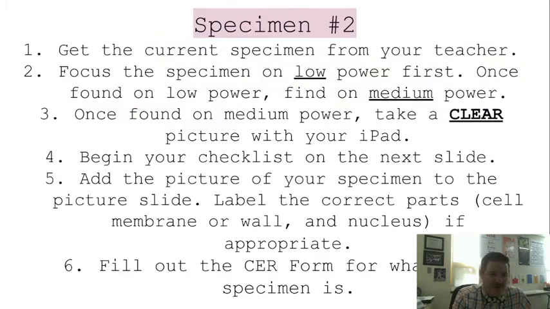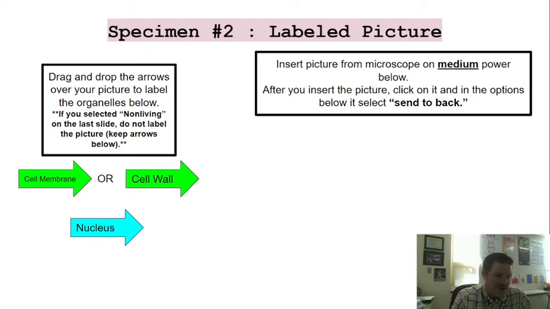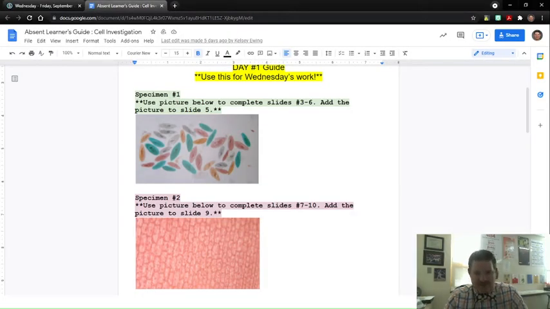And that's what you'll be doing for each one of them. You'll do the same exact thing for specimen number 2. You'll fill out this checklist. You'll put down that picture that I give you in the absent learner's guide. It'd be this pink one here.